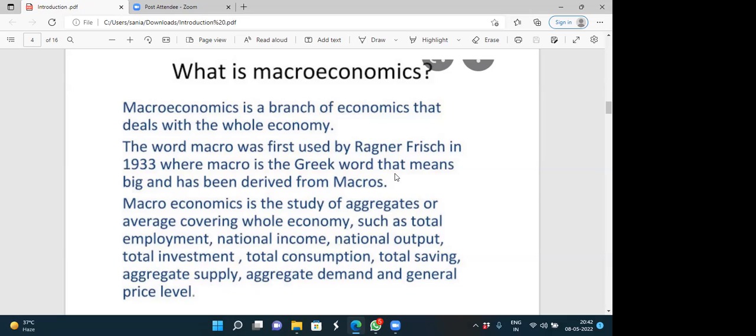You can write macro is a Greek word which means big, and this word was first used by Ragnar in 1933. Or if you want to mention first that the macro word was used by Ragnar, you can do like this, and after that you can tell the meaning. So it's up to you how you are going to remember: first introducing the Greek word and telling the meaning and then who used it, or first telling who used it and then the meaning. So you can write it on your own, whatever you feel like.